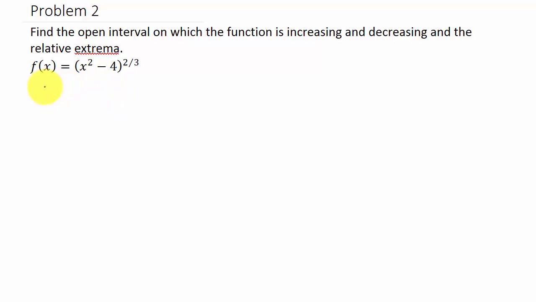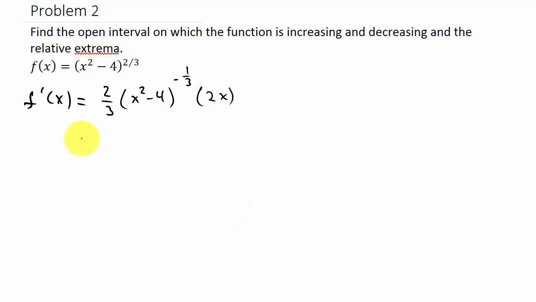So remember, to find critical numbers, you find the first derivative. So here we have to use the chain rule. That's going to be 2/3 times (x squared minus 4) to the negative 1/3 times the derivative of what's inside the parentheses, so times 2x.